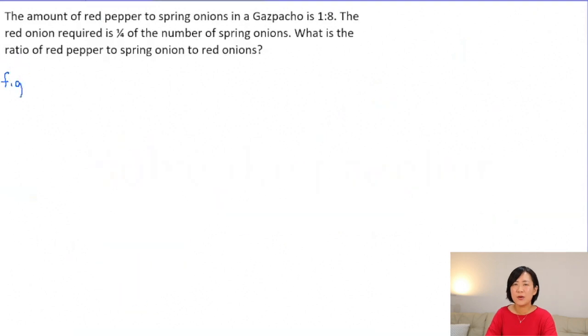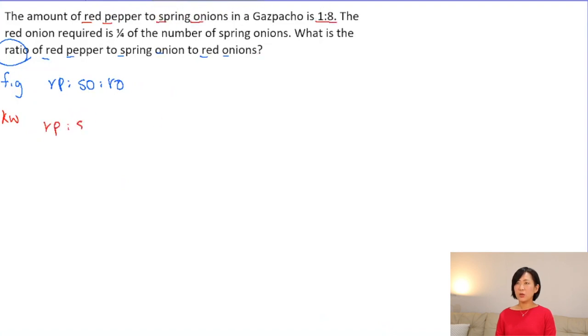So we need to find our three-part ratio. As I said, the final goal is finding the ratio of red pepper, spring onion, red onion. Now let's find our keywords. We can see some ratios here. Red pepper to spring onion is 1:8. Then we can see another ratio of red onion to spring onion. Let's see. The ratio between them is, since it's 1/4 of spring onion, that means 1:4. Because if you get confused, think about it this way.